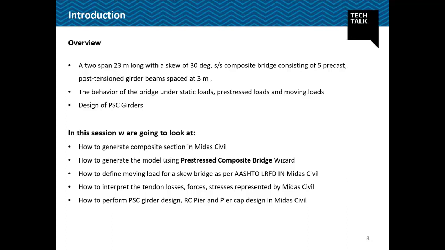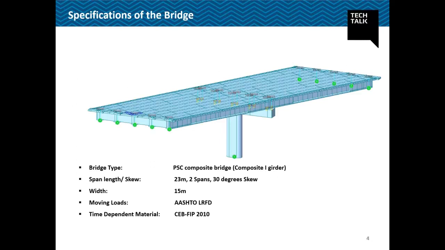Okay, so now we will be starting with the modeling part. Basically this is the geometry of our bridge. It is a two-span PSC girder bridge. If you can see here, we have 5 girders, each equally spaced at 3 meters, and it is a 23-meter span each. And the skew angle is 30 degrees.